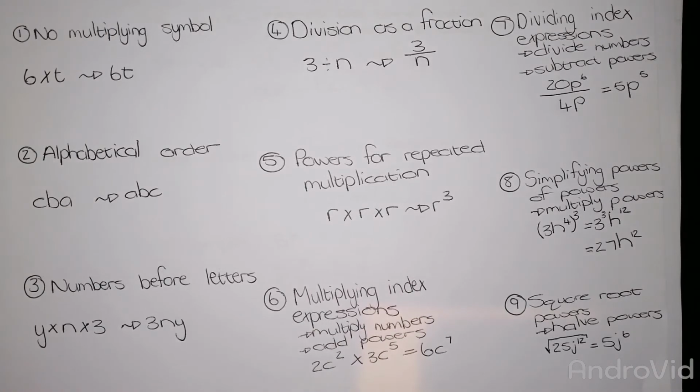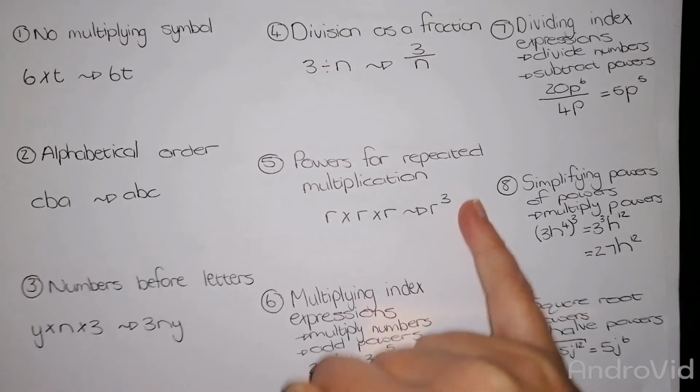Rule number 6, multiplying index expressions. When we multiply index expressions, this is an example of it, where there are numbers, letters, and there's powers. What we need to do is we multiply the numbers with each other. So 2 times 3 is 6, and then we add the powers. Because the letter is the same letter, we just have to add it. So therefore, it becomes 6c to the power of 7.